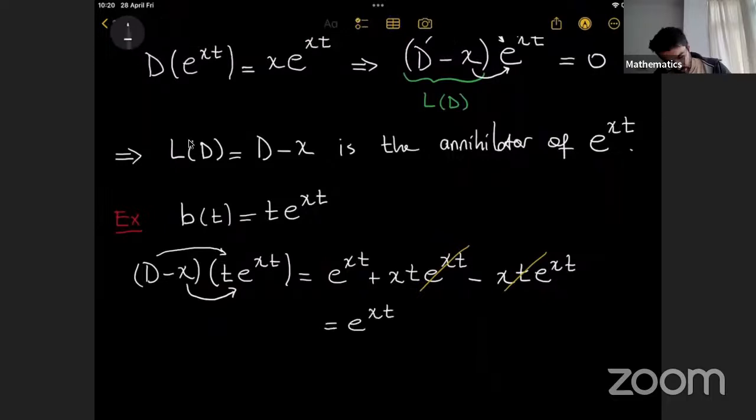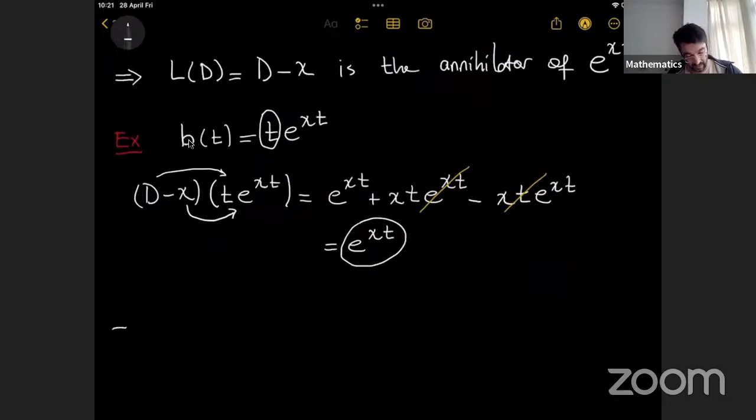This is good news because we get rid of t here. We don't have any more t, right? We reduce this from t times e to the lambda t to e to the lambda t. So we get rid of this t here. But it's not zero. So what you do is you apply d minus lambda again. And when we apply d minus lambda to this one, we know that it's zero because d minus lambda is an annihilator of the right-hand side.